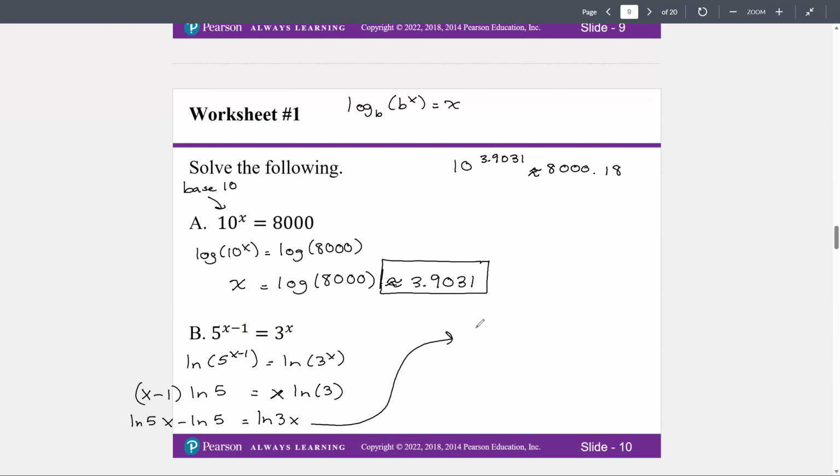So we want to put the x's together. So I'm going to subtract the x natural log 5. So minus log 5 equals x natural log 3 minus x natural log 5. So minus natural log 5 is going to be equal to, because we can pull out the x, x times (log 3 minus log 5).